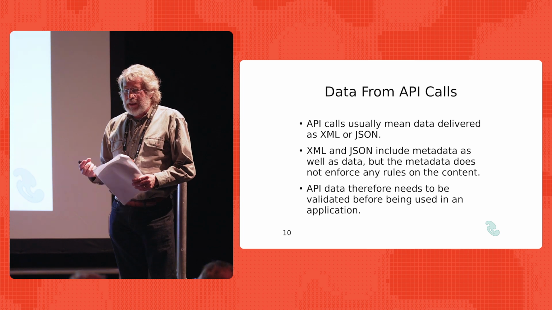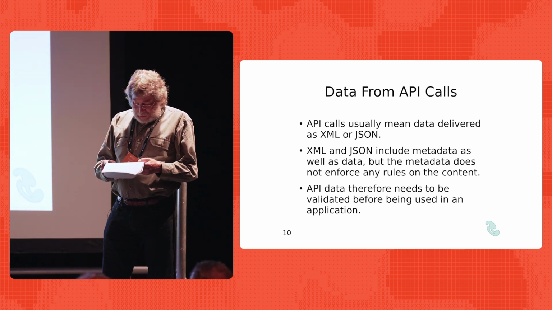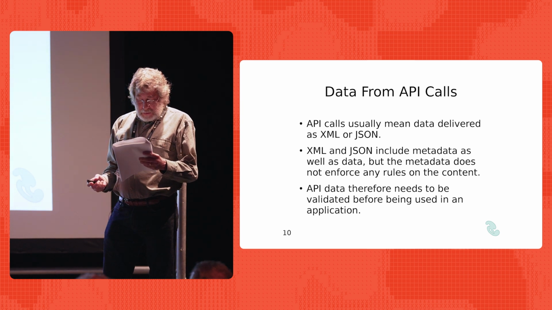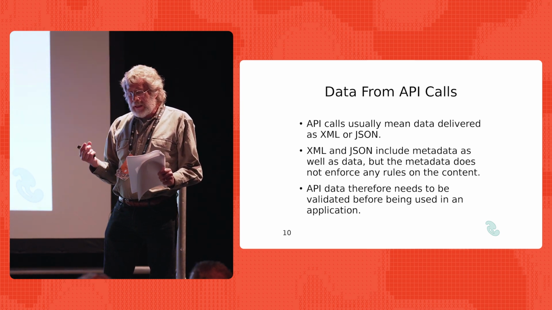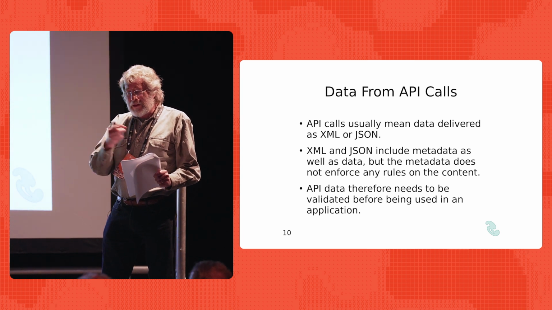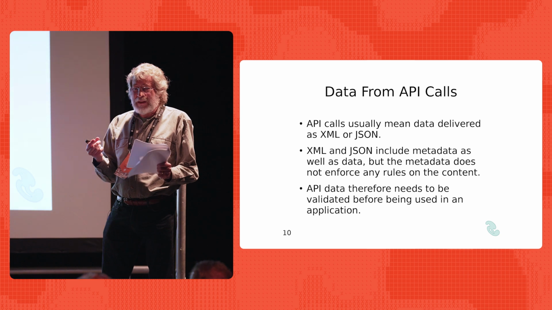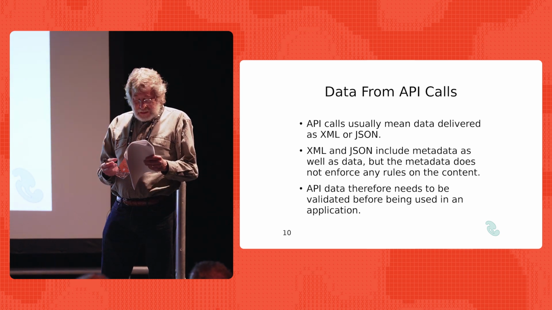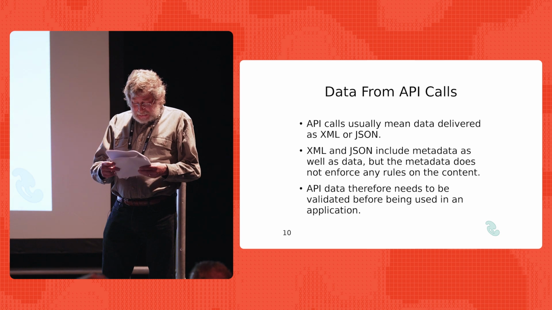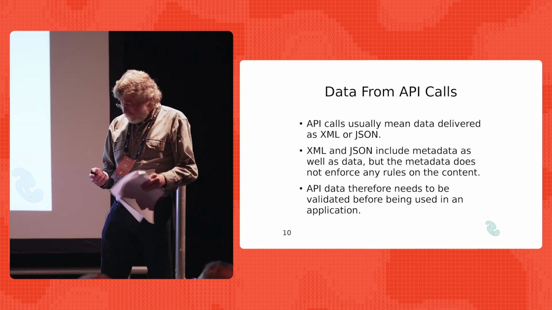API calls, they're usually going to be XML or JSON. Those formats do come with metadata, but it's not like a database where the data in the database has to match the metadata. If you choose to create an XML file with data that doesn't make sense in terms of the metadata, nothing's going to stop you. So that has to be checked as well. And that comes down to us as developers. That's our job.